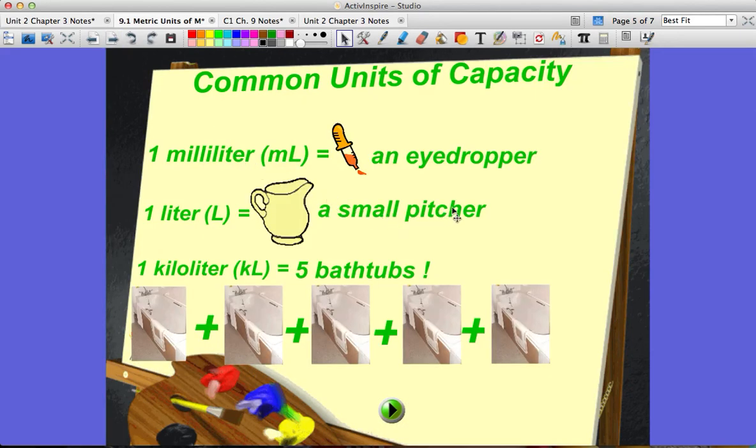And the last type of measurement is capacity. With capacity, we have the base unit of liters. That's a capital L, but our prefixes are still going to have a lowercase letter as their abbreviation. So a milliliter is little m, big L, and that is the amount in an eyedropper. A liter is the size of a small pitcher, and a kiloliter is about the amount of water or liquid in 5 bathtubs.